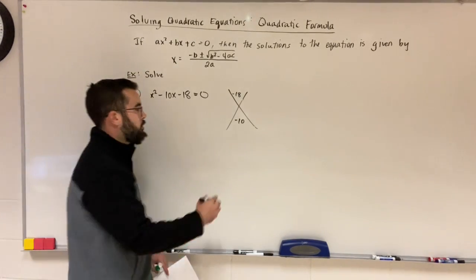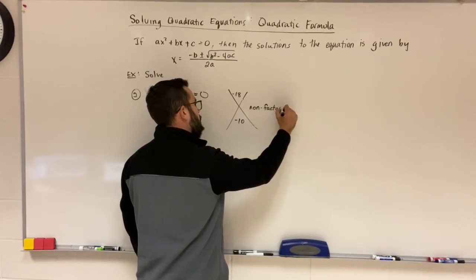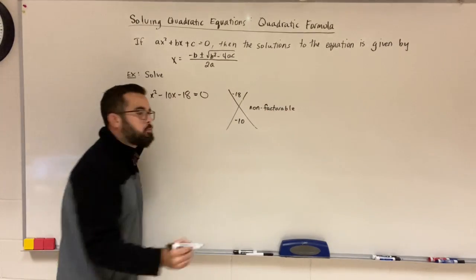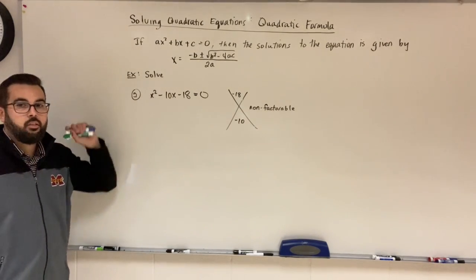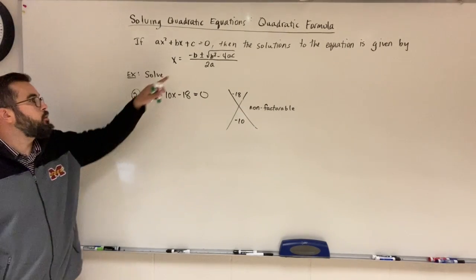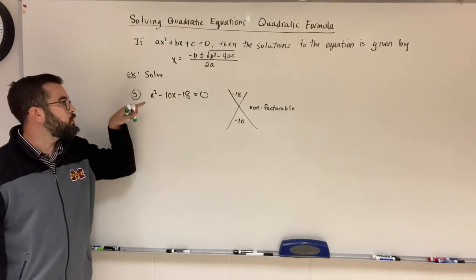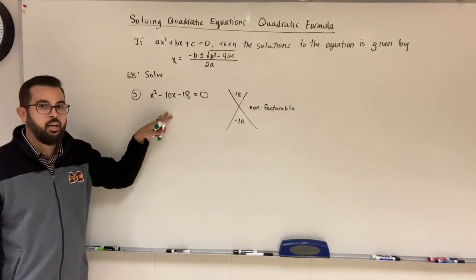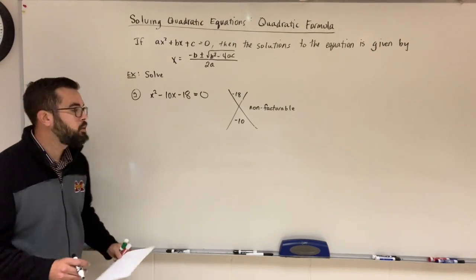Well, there are none. So this is non-factorable. So what does that tell us then? Is this unsolvable? Are there no solutions? Well, no. It just tells us that we're going to have to use the quadratic formula as the means by which we solve this equation. All right, and you'll see the solutions are going to look different than the solutions we got in the previous problem.